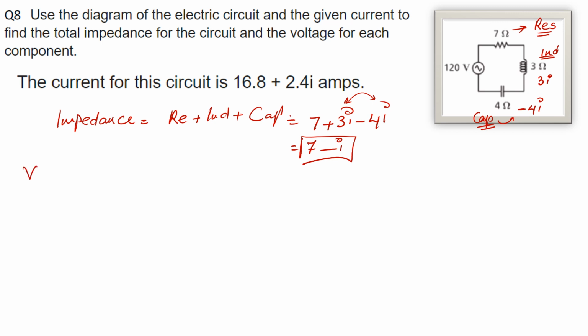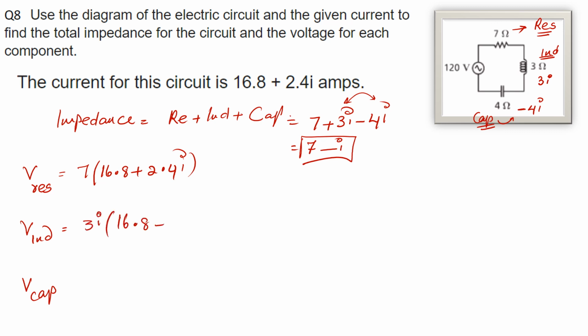Now find the voltage of the resistor, the voltage of the inductor and the voltage of the capacitor. The voltage of the resistor will be 7 times the current of the circuit, that is 16.8 plus 2.4I. The voltage of the inductor will be 3I times the current, 16.8 plus 2.4I. And in the end, the voltage of the capacitor is negative 4I times 16.8 plus 2.4I. Now write them all one by one in the calculator to check your answer.